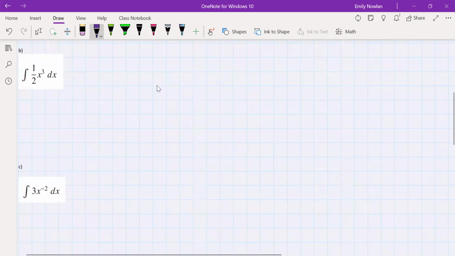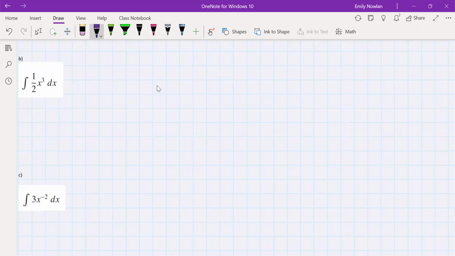Okay, next one. Pause it if you're going to give it a go first. Okay, it's the same idea. This time around, we've only got 1 term, but we've got a half x cubed. So we put the power up 1. And we have to divide by our new power. Now, we've already got this fraction bar happening here. So put a little times there, and then let's divide by our new power, which is 4, add our c. Then simplify. So we've got x to the 4 over 8 plus the c.